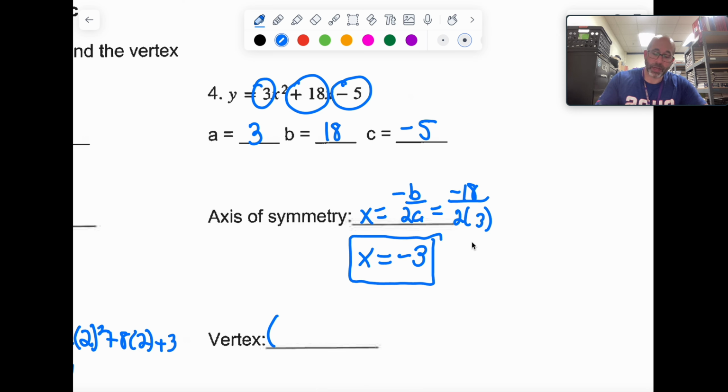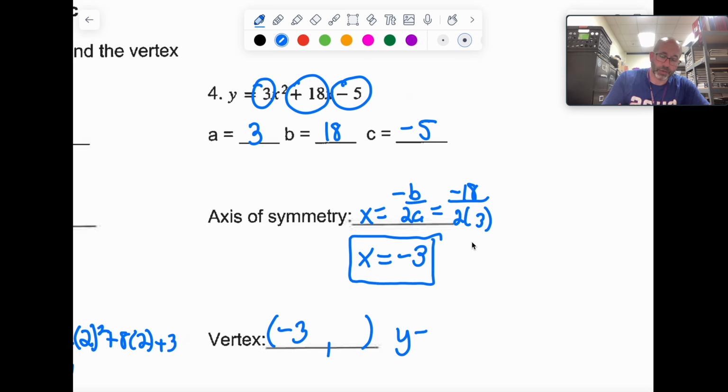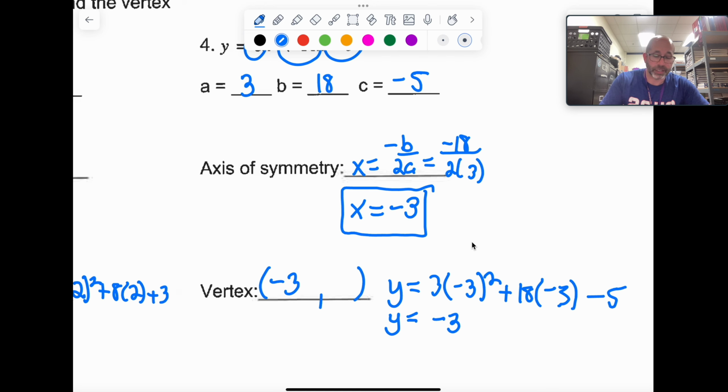Now my vertex has to have the same x value, so we know that negative 3 is going to match up with my vertex from my axis of symmetry. We're going to find the y value by taking this x value and putting it in for each x. So y is equal to 3 times negative 3 squared plus 18 times negative 3 minus 5. Put that into our calculators to check the math, and we get a big number. It's a negative 32. It might throw some of you off because it's such a big number, but it is what it is.